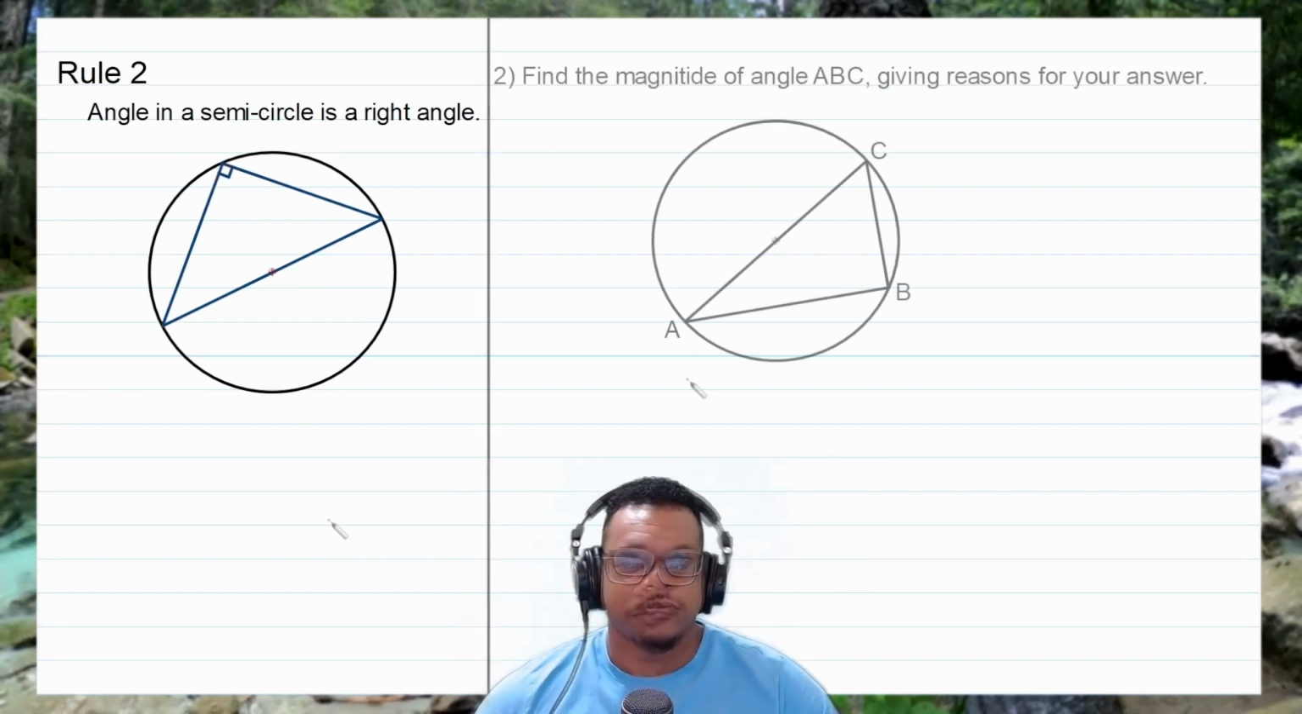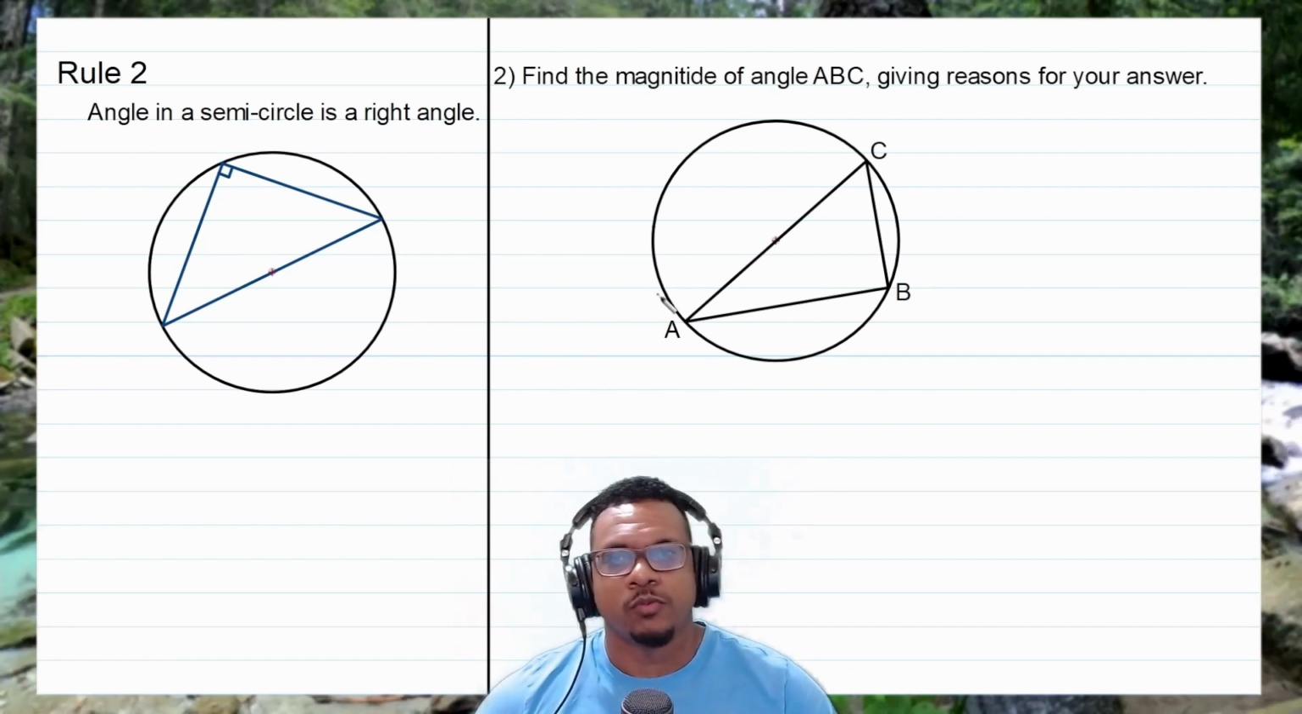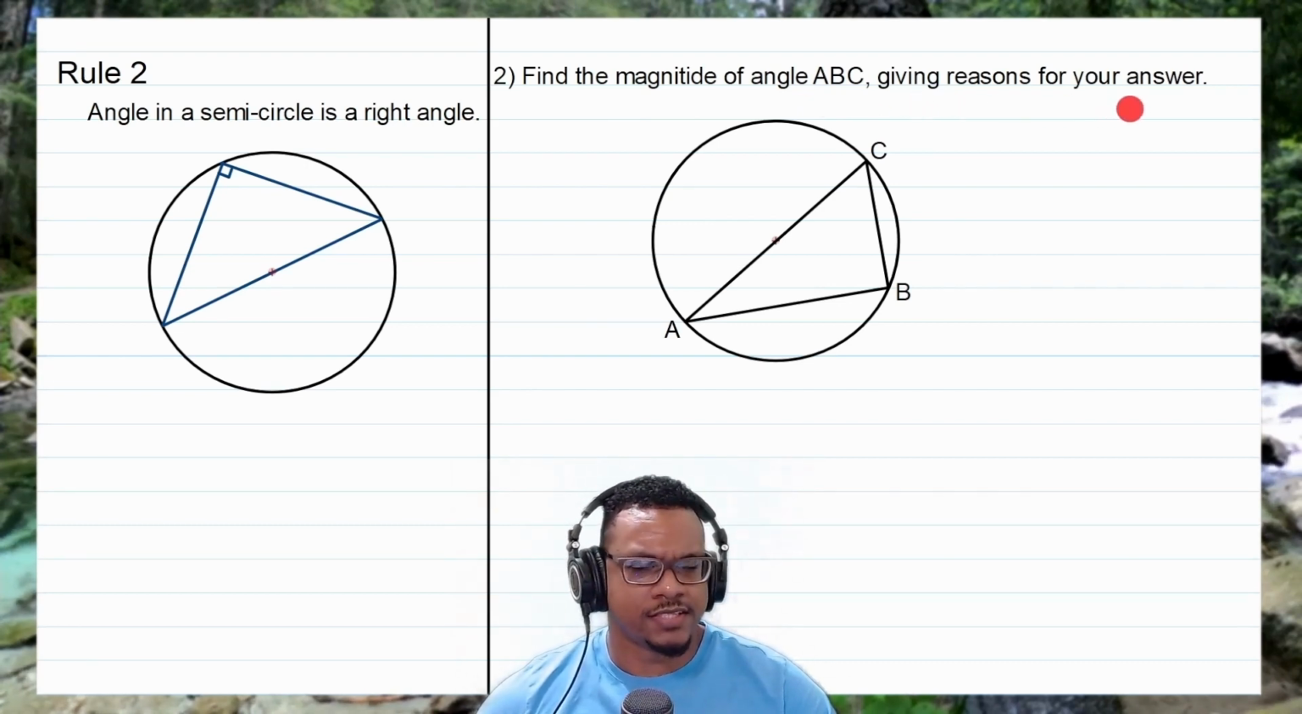So here we have another question where we are required to find the magnitude of the angle ABC, and we are required to give reasons for our answer.